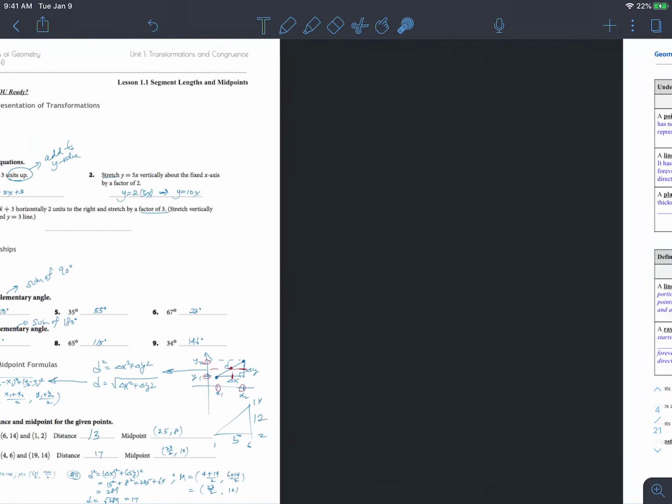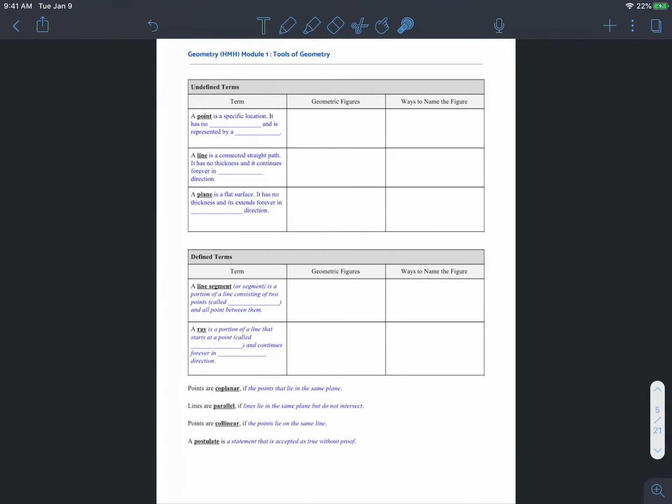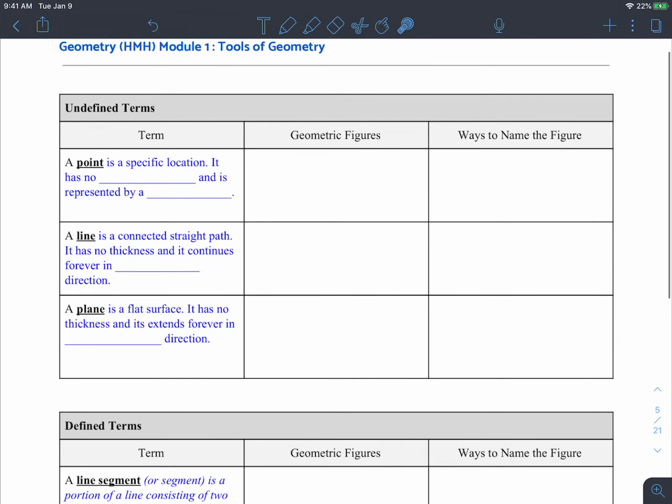Okay. All right, guys. So let's take some notes. Make sure that you have your annotated notes printed out in front of you. So this is from the blank.